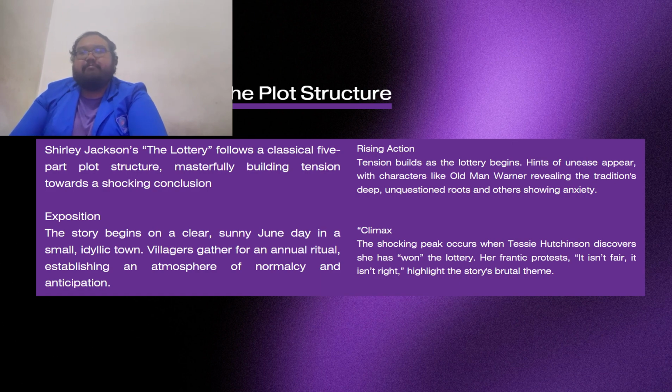Rising action: tension builds as the lottery begins. Hints of unease appear with characters like Old Man Warner, revealing the tradition's deep, unquestioned roots, and others showing anxiety. Climax: the shocking peak occurs when Tessie Hutchinson discovers she has won the lottery. Her frantic protest, "It isn't fair, it isn't right," highlights the story's brutal theme.